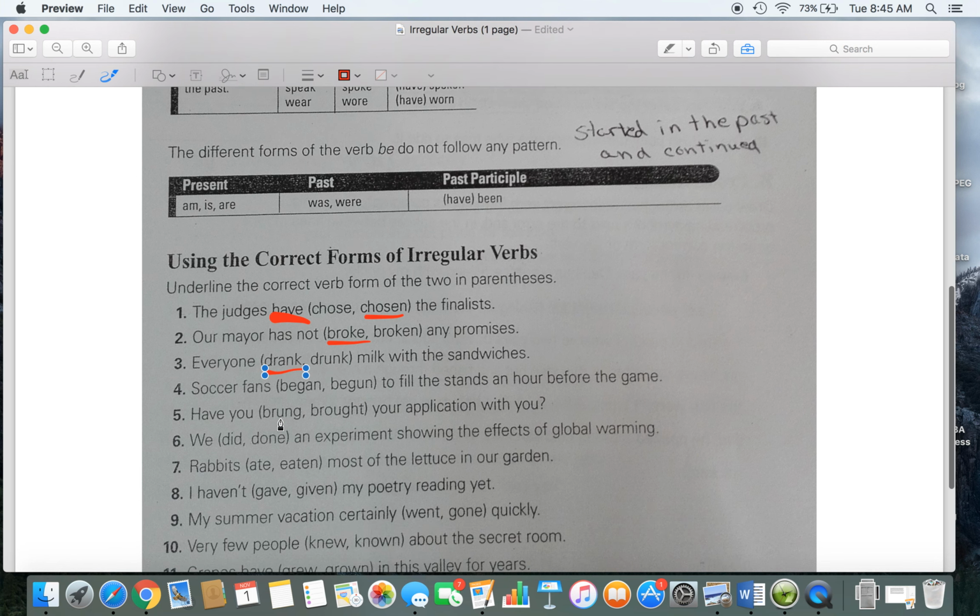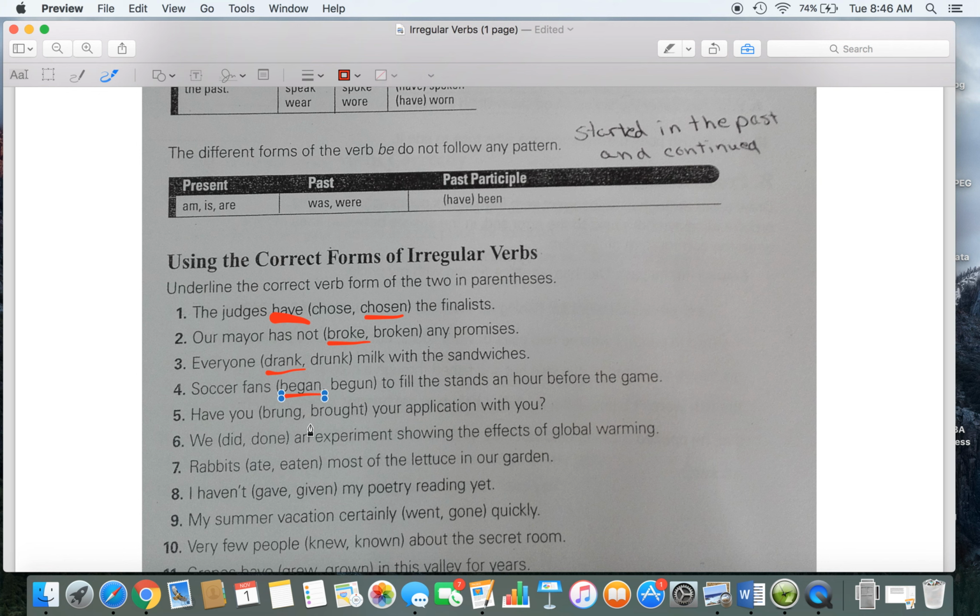Okay? Number 4, I want you to do this one by yourself. So pause the video. Remember, look for our clue words of have or has not, and then we'll come back and do it together. Okay. Soccer fans began to fill the stands an hour before the game. Did you underline began? Good job.